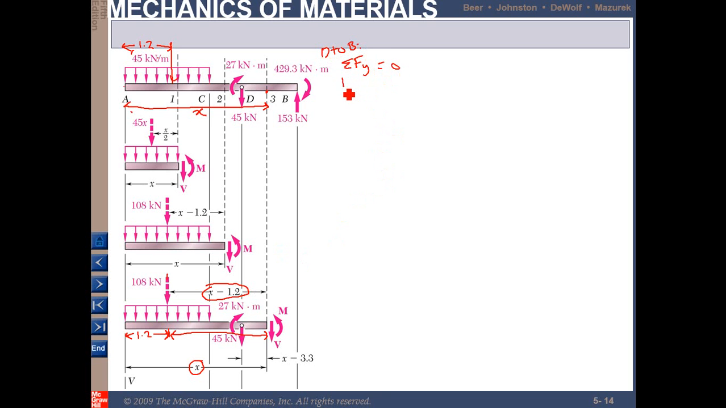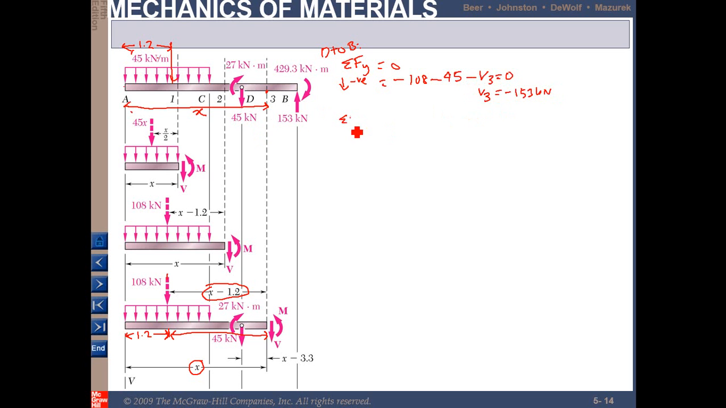So if you consider this as a negative direction, it is equal to minus 108, and then minus 45 kilonewton at point D, and minus V3, which is equal to 0. So V3 you get 153 kilonewton.